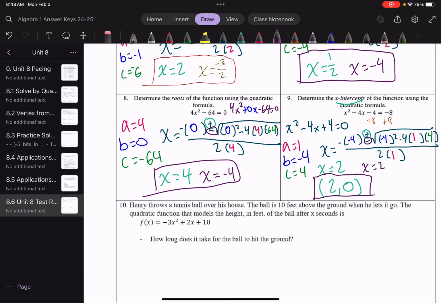All right, we're going to start going over our word problems next.